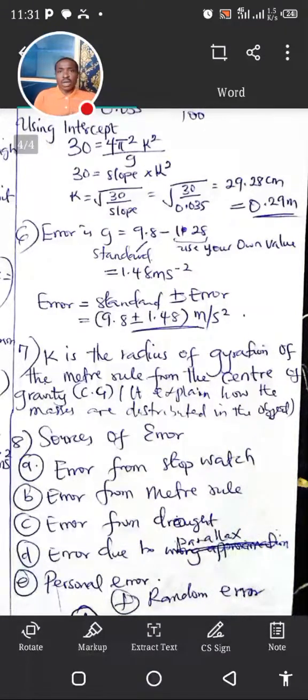Okay, so now the distance from each of the masses, each of the particles that constitute that solid object, that rigid body, is what we call the radius of gyration of that object. Okay, so that's what it actually means, and that's the essence of the experiment.